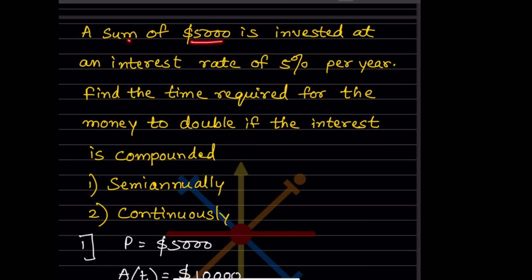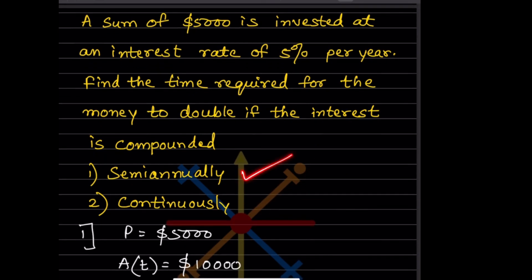So now let us see the problem here. A sum of $5,000 is invested at an interest rate of 5% per year. Per year it is given here. Find the time required for the money to double if the interest is compounded semi-annually, meaning half-yearly, and continuously. So now first let us see semi-annually.